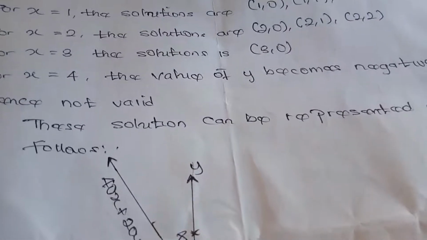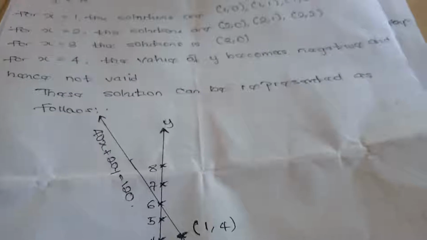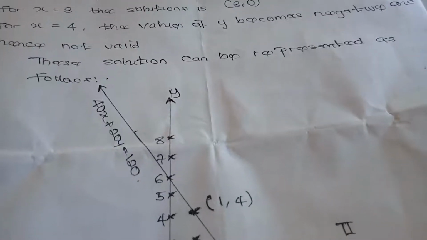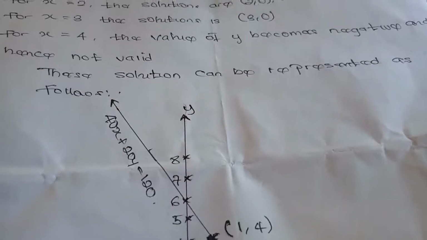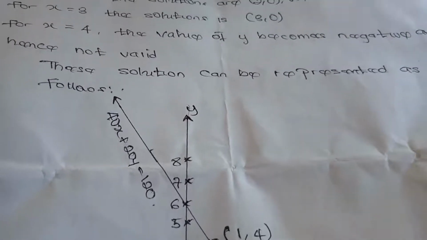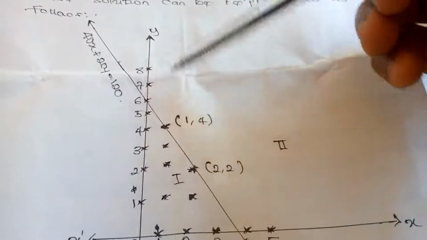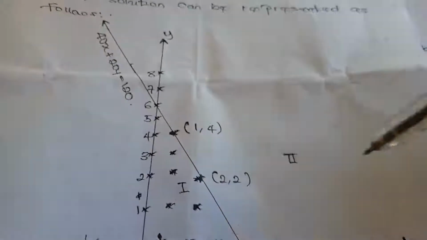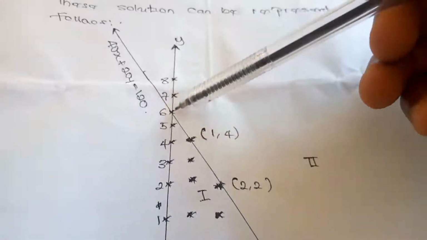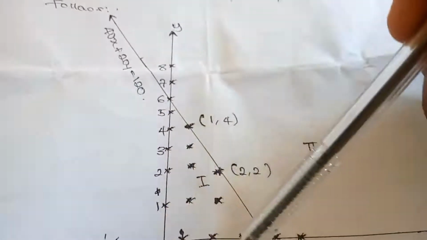So this solution, what we just solved, is presented as follows below. The y axis positive and negative, the x axis negative and positive, with values 8, 7, 6, 5, 4, 3, 2, 1, and 1, 2, 3, 4. All these points are following these points here.